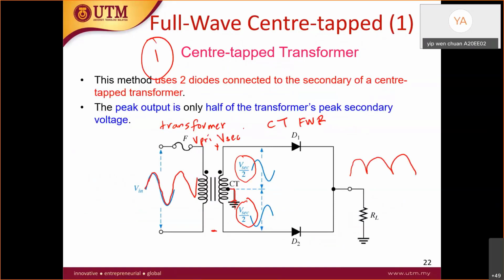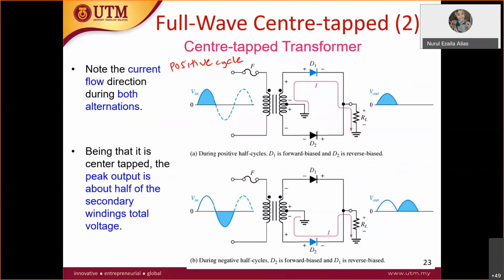So this is your input signal. No matter how many cycles you have, like this is 1 cycle, 2 cycles, 3 cycles, you need to solve positive cycle 1. This is positive cycle 1, and this is negative cycle 1. When I write plus VE, it means positive, and negative VE means negative. Now we want to solve it one by one. Let's take a look at positive cycle 1.